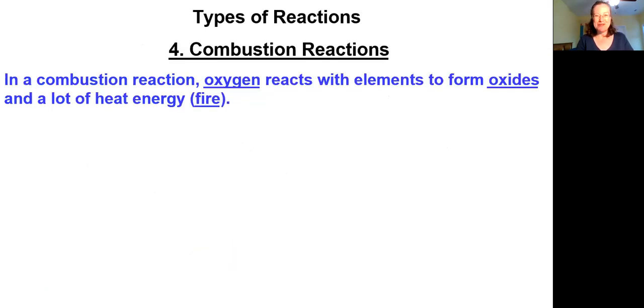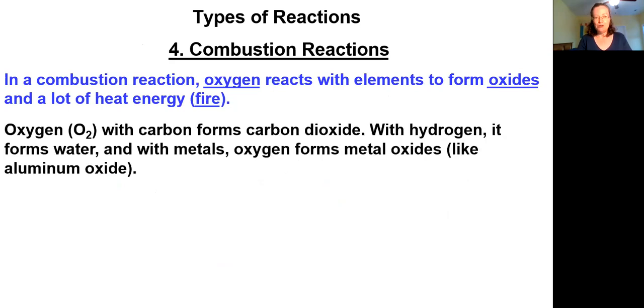Combustion reactions, we've talked about these a couple times now. In a combustion reaction, oxygen reacts with elements to form oxides and a lot of heat energy, so fire. Oxygen, O2, with carbon forms carbon dioxide. With hydrogen, it forms water. And with metals, oxygen forms metal oxides, like that aluminum oxide, Al2O3, from when we were learning how to balance formulas back in chapter 3.